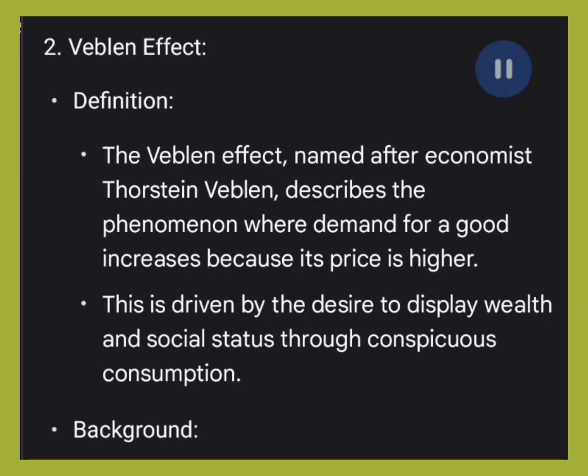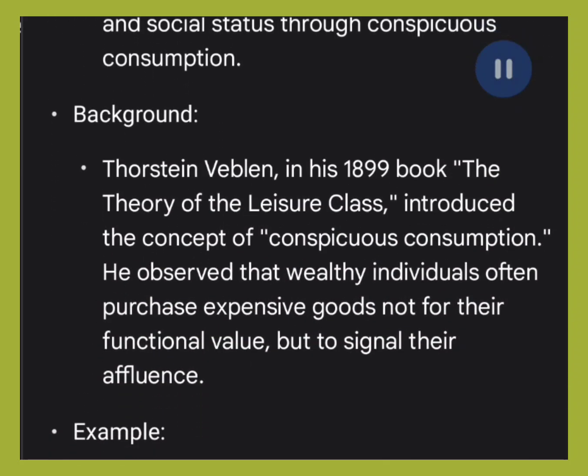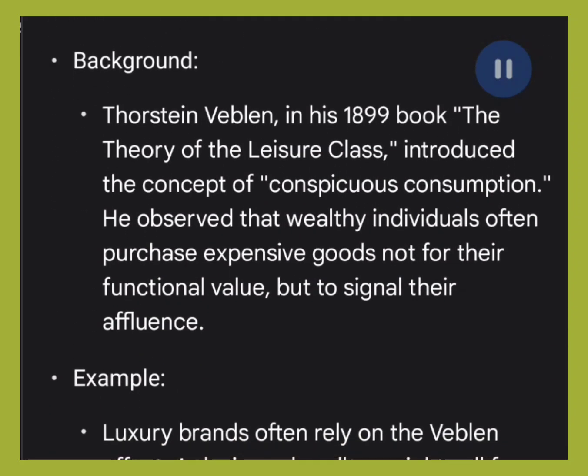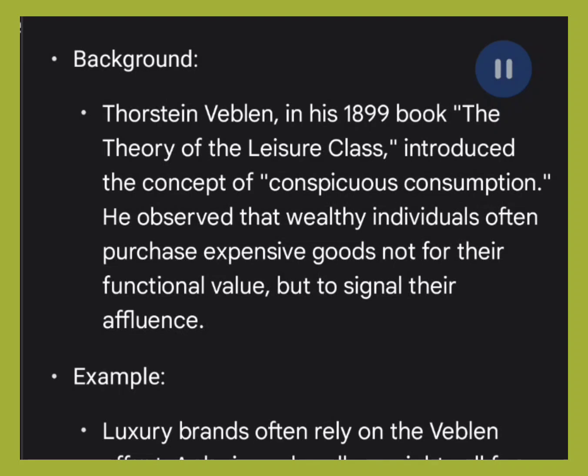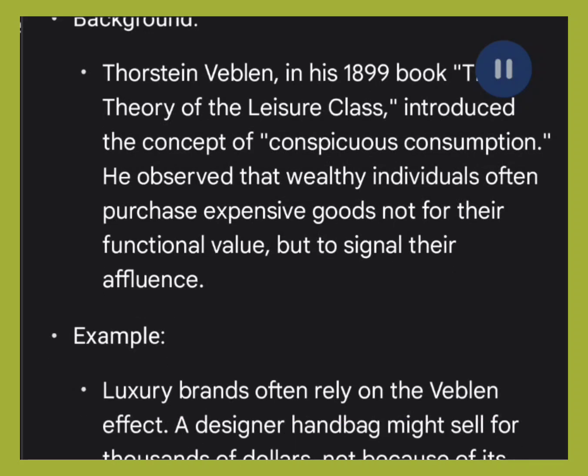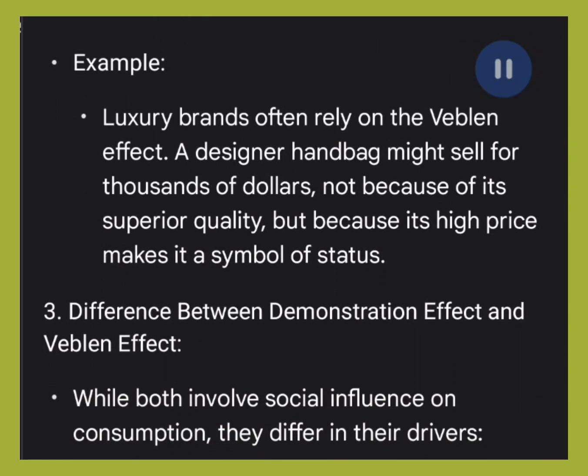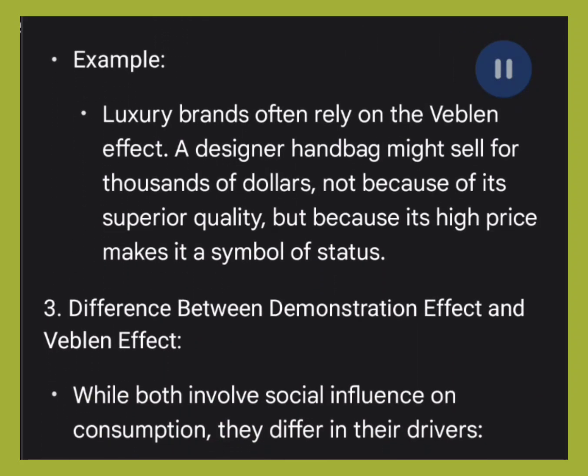Background. Thorstein Veblen, in his 1899 book, The Theory of the Leisure Class, introduced the concept of conspicuous consumption. He observed that wealthy individuals often purchase expensive goods not for their functional value, but to signal their affluence. Example: luxury brands often rely on the Veblen effect. A designer handbag might sell for thousands of dollars, not because of its superior quality, but because its high price makes it a symbol of status.